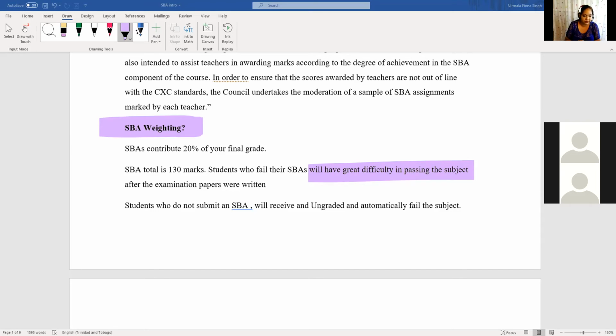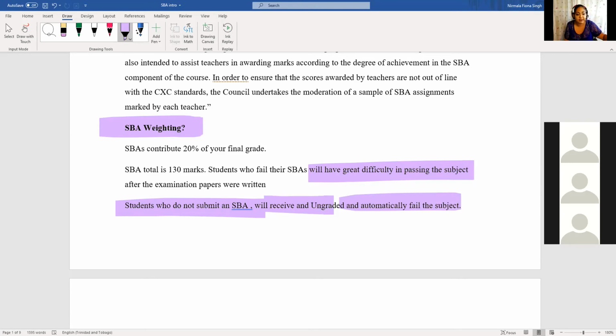All right, students who do not submit an SBA, meaning a student at the end of the 2 years, Form 4 and 5, who does not submit a lab book, who does not submit any labs, consists of not submitting an SBA for science subjects, being biology, physics and chemistry. And so students who do not submit an SBA will receive ungraded and automatically fail the subject. So you could get total on paper 1, get total on paper 2, and if you did not submit an SBA, you get ungraded and a fail. All right, it's just how the exam works. Once you do not submit a paper, you automatically fail the exam.